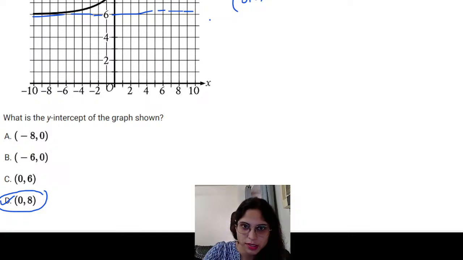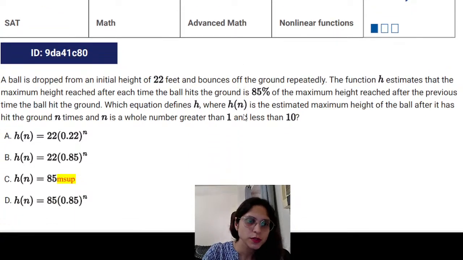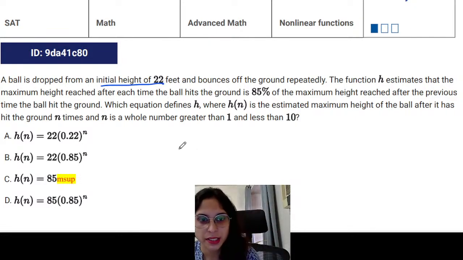Now the next one is 61. That's on page number 62. Okay, so this is the word problem. A ball is dropped from an initial height of 22 feet. Initial height is 22 feet. That means your y-intercept is 22 feet.